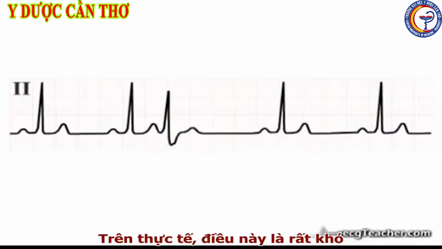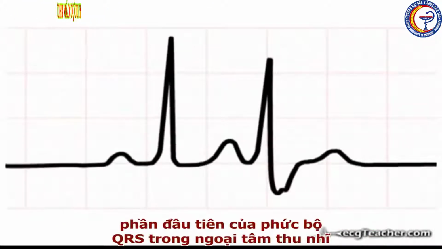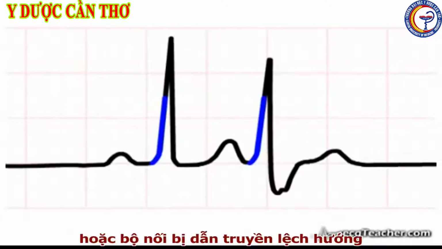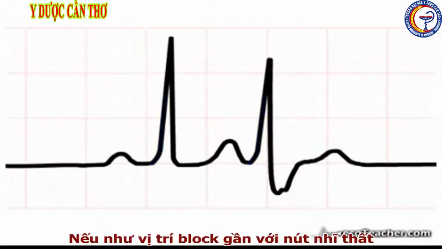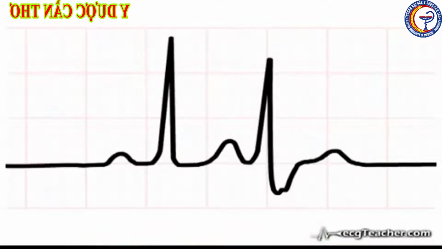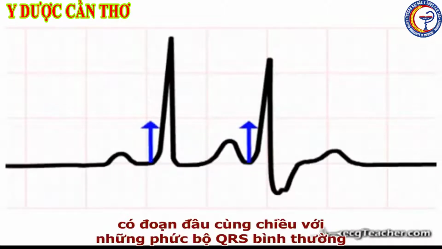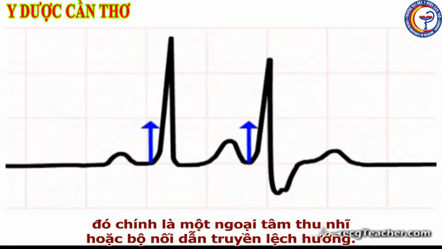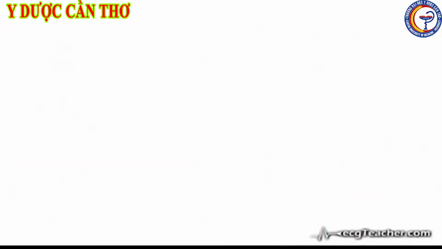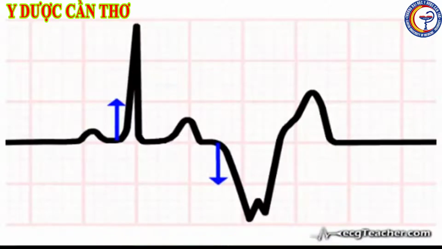Well, in truth, often with great difficulty. However, as the initial events of ventricular depolarization occur as normal, the initial portion of the QRS complex of an aberrantly conducted premature junctional or premature atrial contraction will often be identical to the initial period of the preceding normal complexes. If the block is close to the AV node, this initial period can be very short. In practice, if a wide premature QRS complex is initiated in the same direction as the normal complexes, and this is observed in several leads, it is likely to represent an aberrantly conducted premature atrial or junctional contraction. If the complex is initiated in the opposite direction, it is likely to represent a premature ventricular contraction.